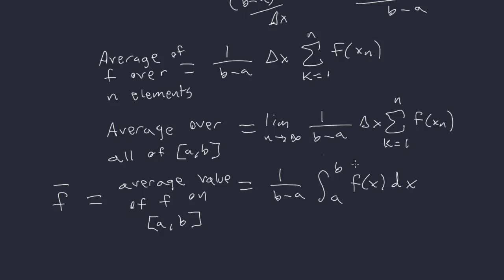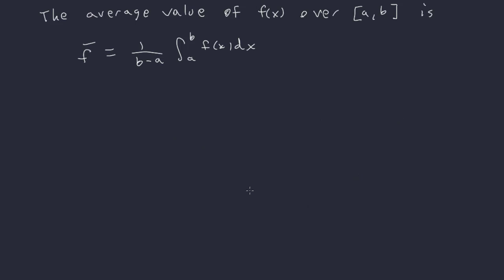All right, now there's some neat things we can actually do with this. Let's look at an example, and I'll show you graphically what this gives us. But first let me clean this up a little bit, to give you a nicer thing to refer back to in your notes. The average value of f of x over a to b is given by this: f bar is 1 over (b minus a) times the definite integral from a to b of f of x dx.